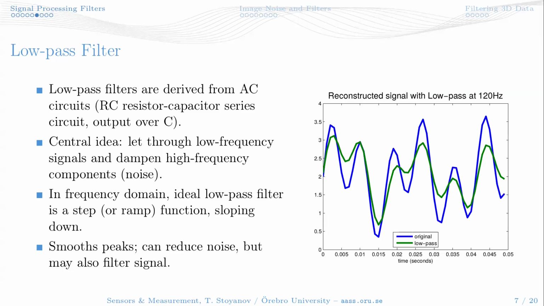Okay, so what does it do? It smooths out peaks, right? So we take the original signal, we pass it through a low pass. We're going to have this kind of smoother and slower varying signal.